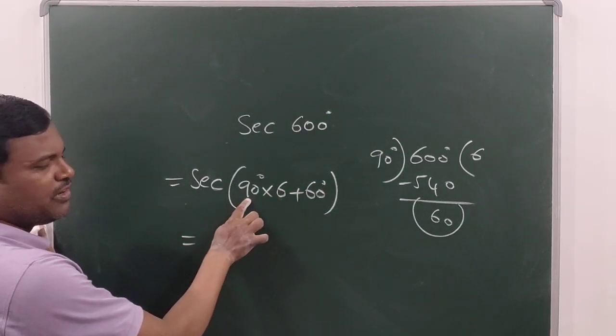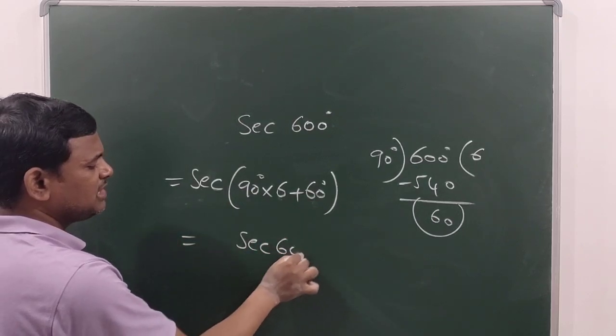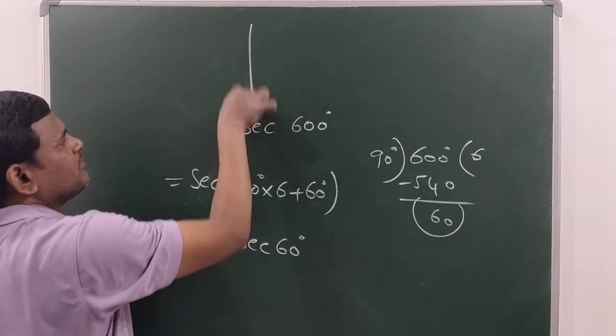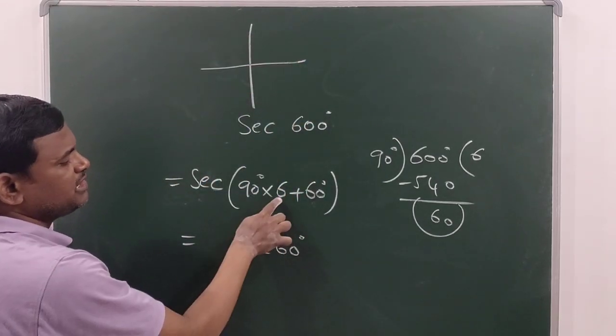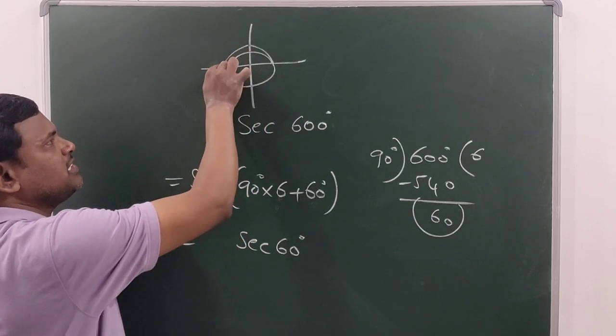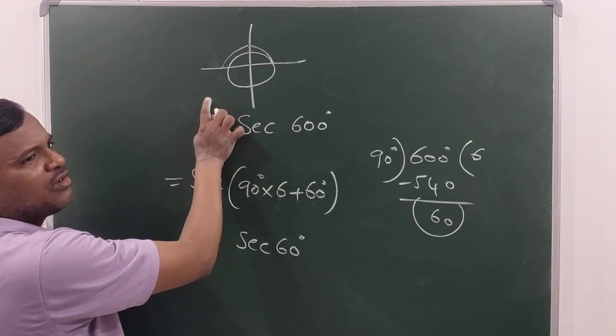Now, even multiple of 90. No change will come in the ratio. Secant only will come. Angle is 60 degrees. Now think for the sign. Okay, here 6 90s come like this. 4 90s covered. 5, 6. Plus given, no? Plus means it belongs to the third quadrant.